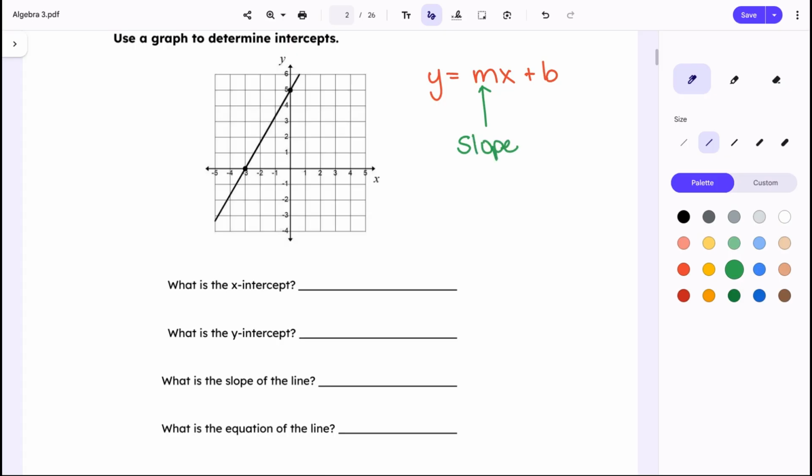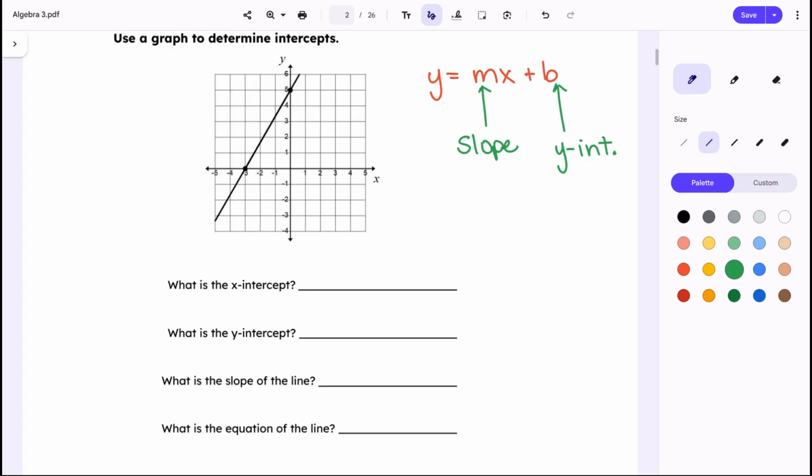Slope would be what your line is doing over time. Like, is it increasing, decreasing, and how quickly is it going up or down, or is it going really slow? Do you remember what the b stands for? The y-intercept. And that would be where the graph crosses the y-axis.